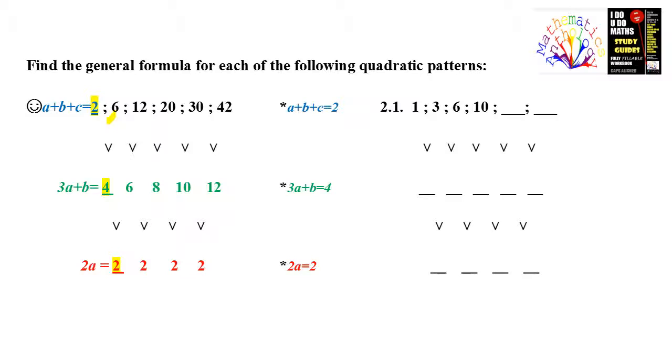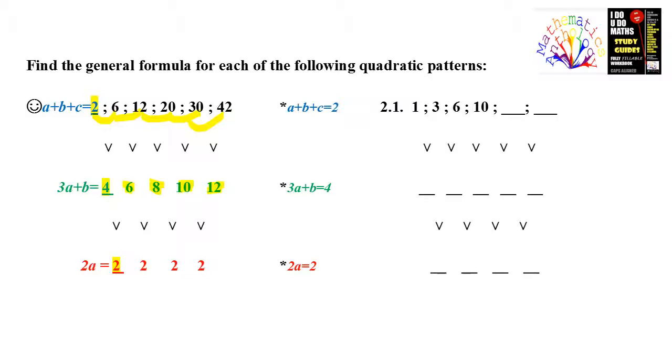So 6 minus 2 gave me my 4 here. 12 minus 6 gave me my 6 here. 20 minus 12 gave me my 8 here. And I can keep going. 30 minus 20 gives me my 10. And 42 minus 30 gave me my 12 here.